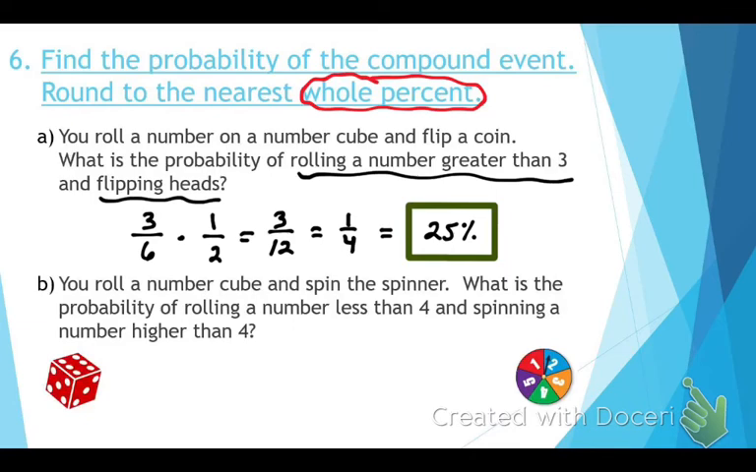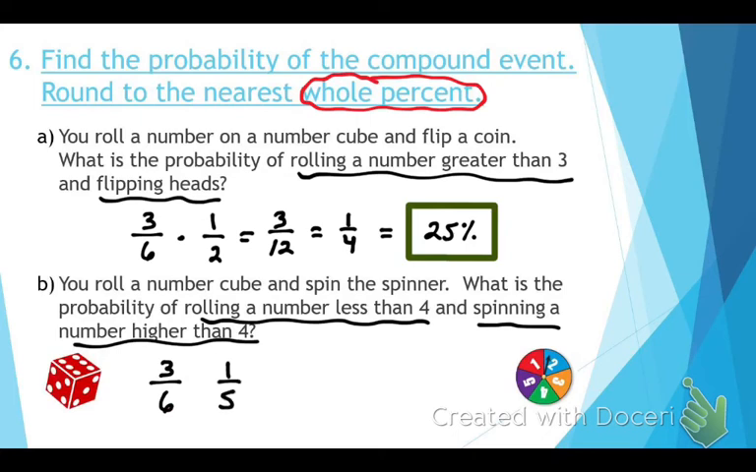You roll a number cube and you spin the spinner. What is the probability of, we are trying to roll a number less than 4 on this, and spin a number higher than 4 on the spinner? Kaylin, what are the odds I'm going to roll a number less than 4? 3 out of 6. Times 1 out of 5.